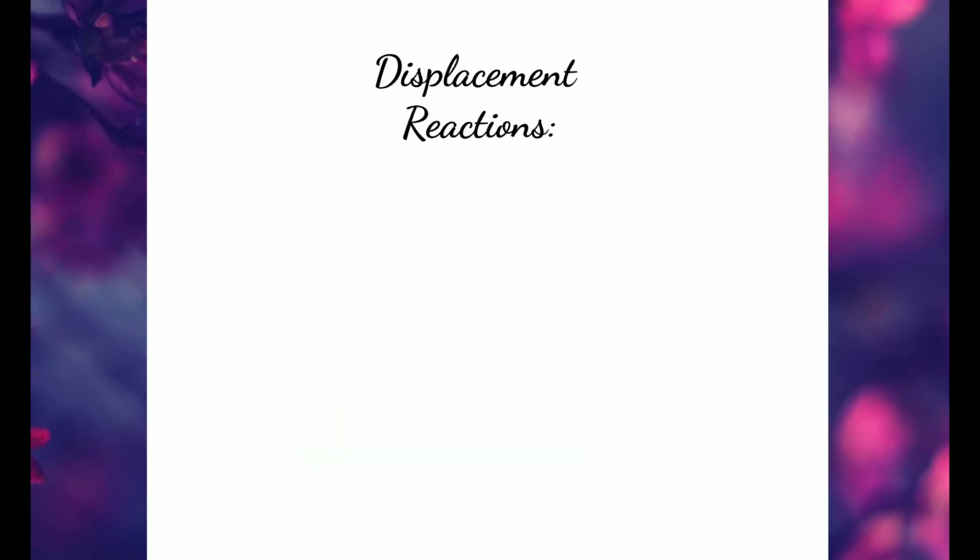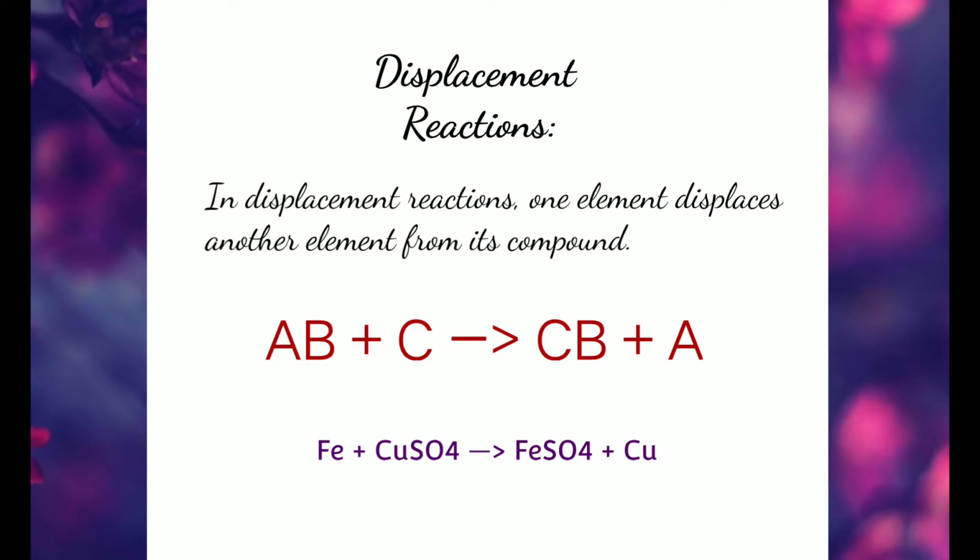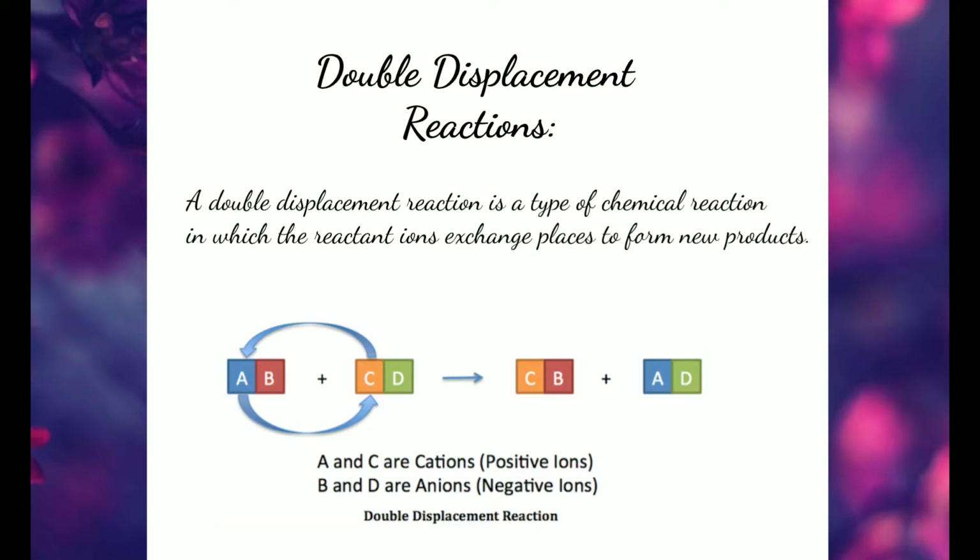Now, displacement reactions. In displacement reactions, one element displaces another element from its compound. Let's suppose AB is a compound and C here is an element. So, in a displacement reaction, this C is going to take the place of A in AB to make CB, and when this happens, we say A has been displaced. Let's take an example. When we place an iron nail in a copper sulfate solution, the iron displaces copper to form ferric sulfate.